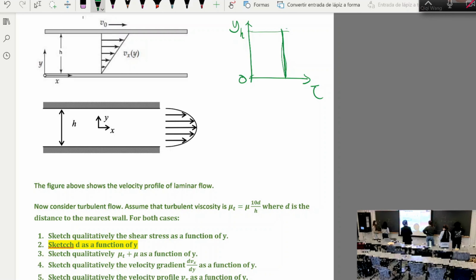Oh yeah, here I see you have drawn correctly the second question, actually the third question now, the total viscosity as a function of y. So that's good. All right.